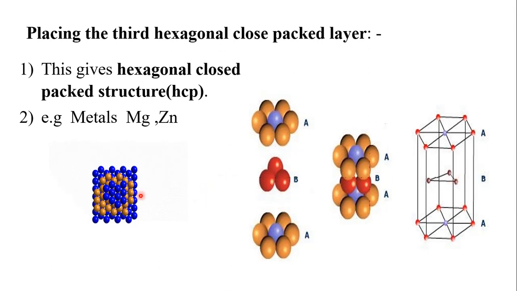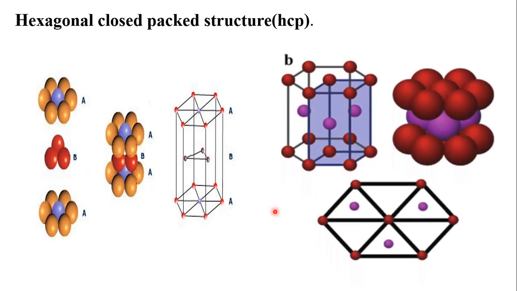Here see, this is the arrangement of the spheres. The blue color spheres are the first layer and the yellow color spheres are the second layer, like this. These are placed in the depressions of the first layer. And again, the third layer is placed in the depressions of the second layer, and therefore the arrangement of the first layer and third layer is the same. So this type of arrangement gives hexagonal close packed structure like this.